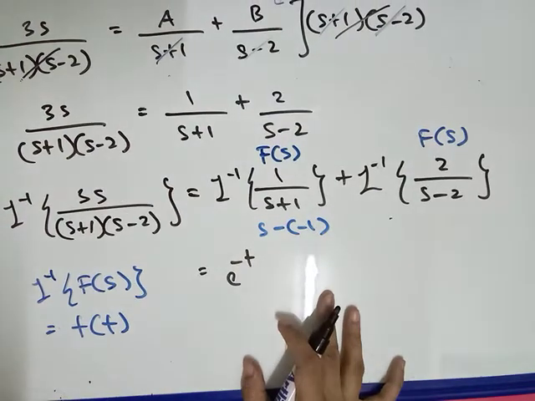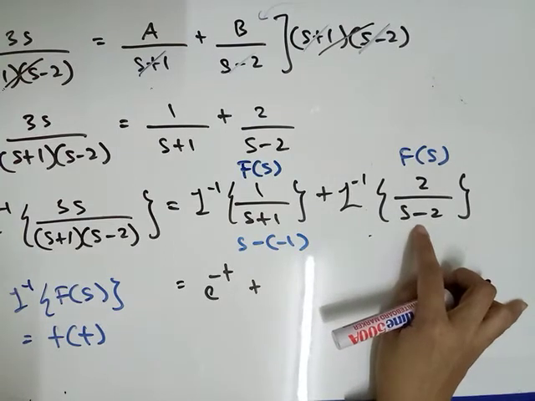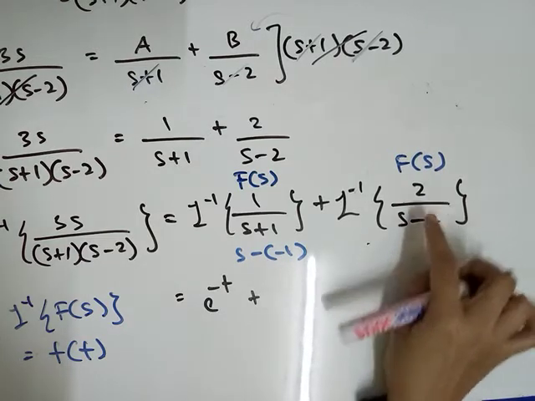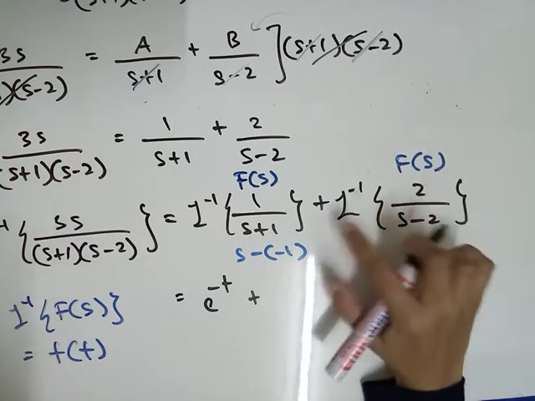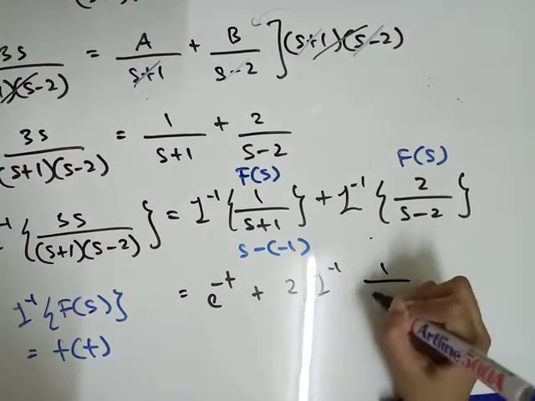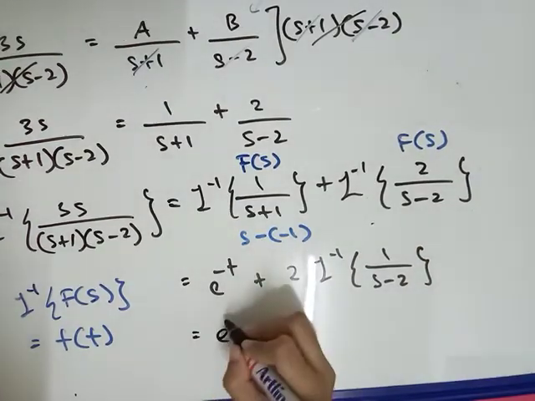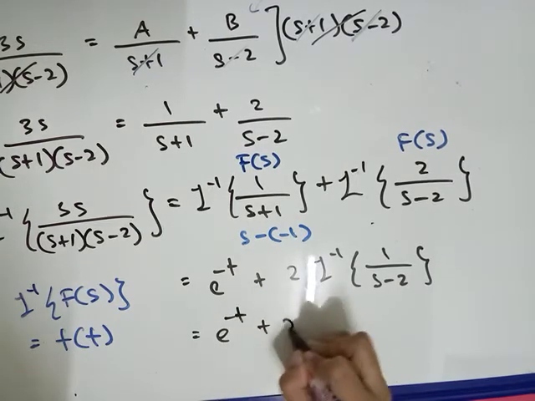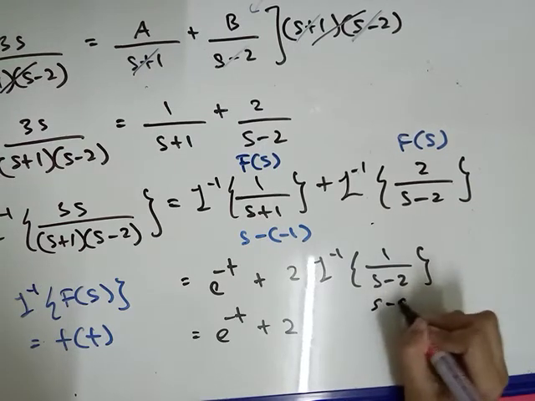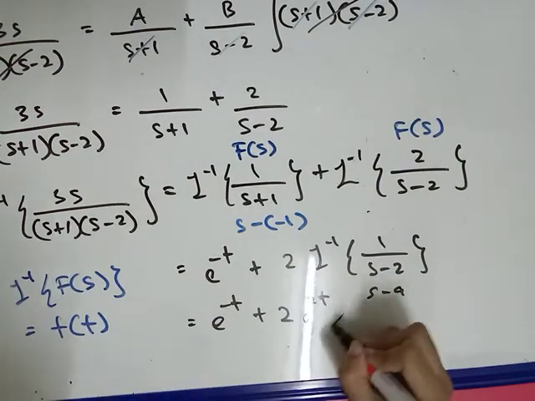And then plus, what about this one? This one is from the exponential form also. 2 is a constant, so take out the constant: the inverse Laplace of 1 over s minus 2. This one is exponent negative t plus 2 times exponent of 2t, because we know that a is 2, s minus a. Therefore exponent 2t. So this is the answer.